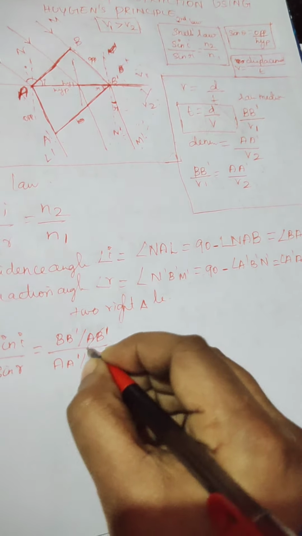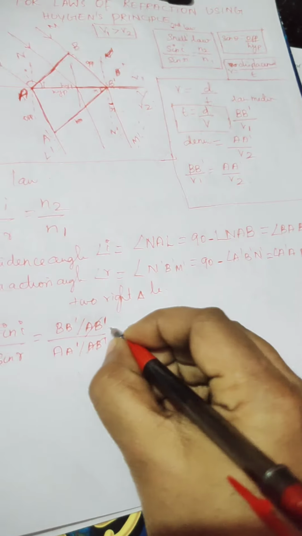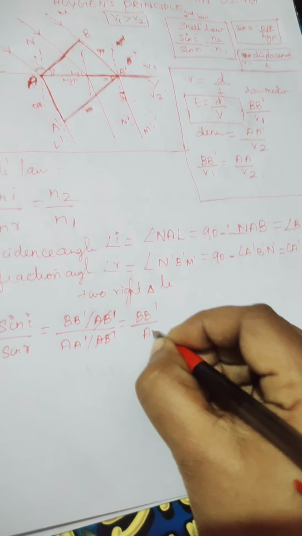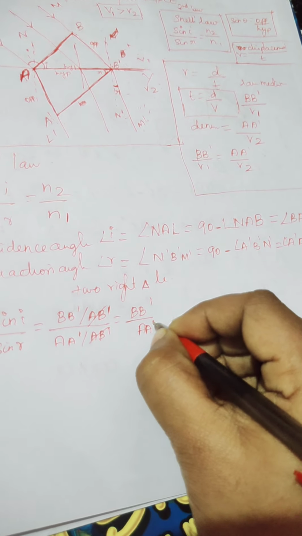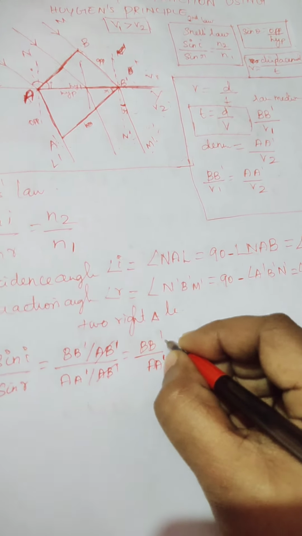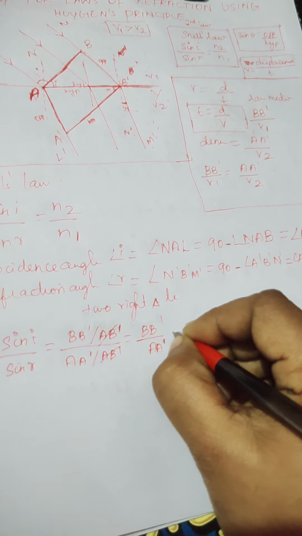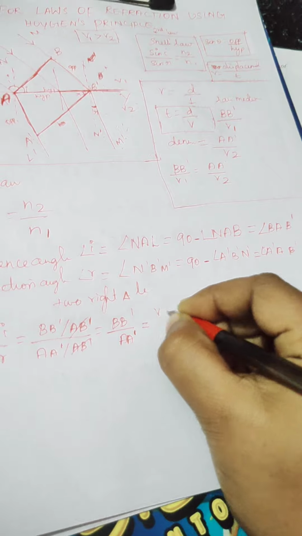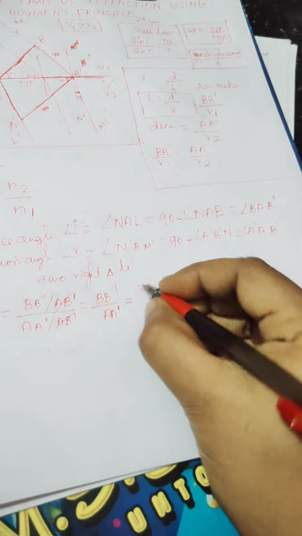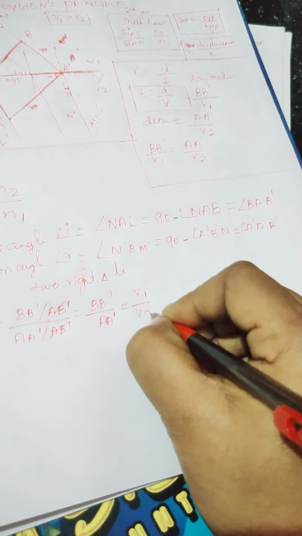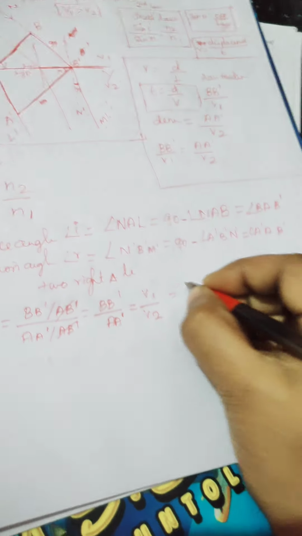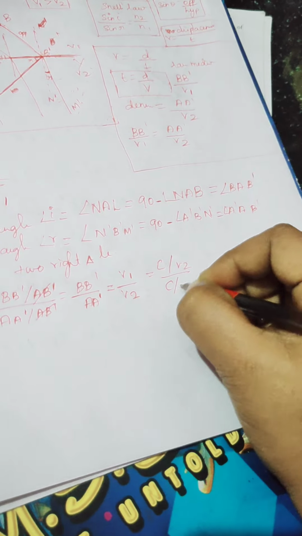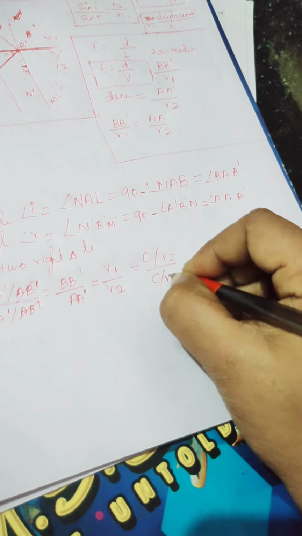So directly we can cancel these two. What will we have remaining? B dash divided by A dash. This B dash divided by A dash is equal to V1 by V2. In our book they gave C divided by V2 divided by C divided by V1.